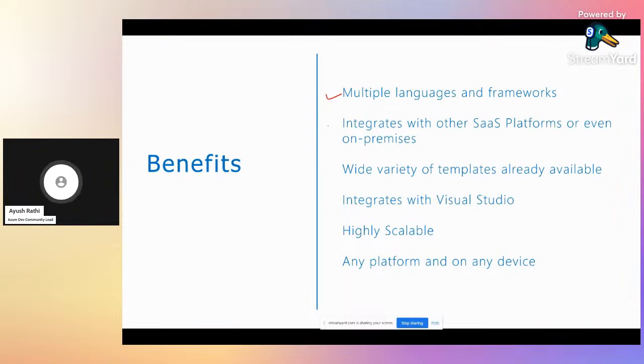It does help you integrate your application with other SaaS platforms as well as on-premises. So if I want to integrate some third-party software as a service applications or platforms with Azure App Service, or even your on-premises application, that's pretty much possible. So you can integrate applications like Twilio or Office 365 with the Azure App Service as well. There are a wide variety of templates already available.